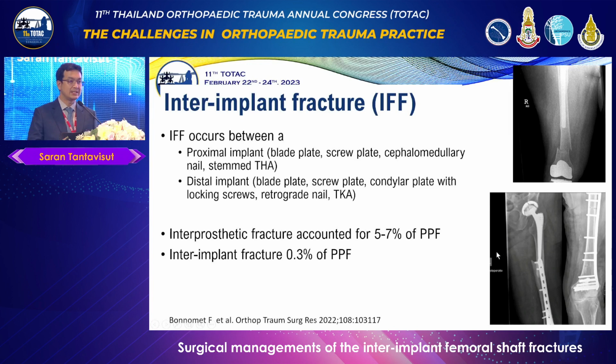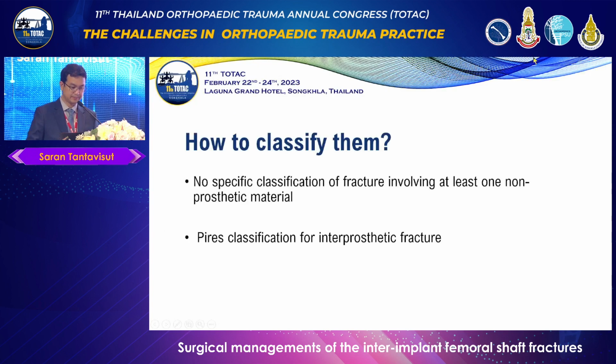The incidence rate of interprosthetic fracture is 5 to 7% of all periprosthetic fractures, while the inter-implant fracture rate is much lower. At this moment, we know that it's just about 0.3%. How to classify them? At this moment, there is not even an agreed classification for this fracture. They suggest that we can use the classification proposed for interprosthetic fracture and adapt it for inter-implant fracture.